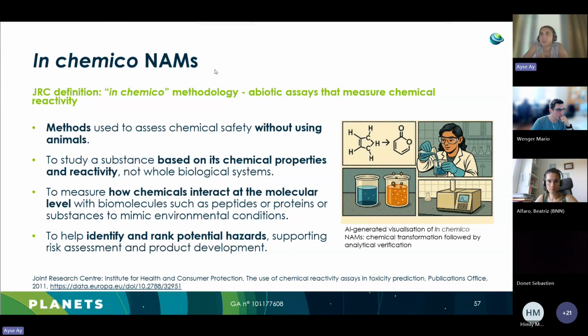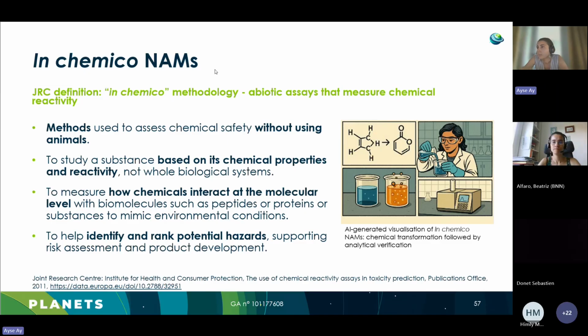Then let me start with what in-chemical NAMs are. According to JRC's definition from 2011, in-chemical NAMs are abiotic methods that measure chemical reactivity. These methods are used to assess chemical safety without the need for animal testing. Rather than studying whole organisms, they look at the intrinsic chemical properties of a substance, especially its reactivity. These assays measure how chemicals interact at the molecular level.